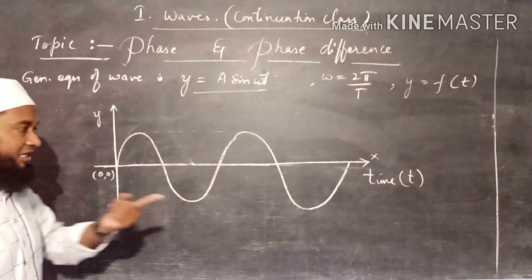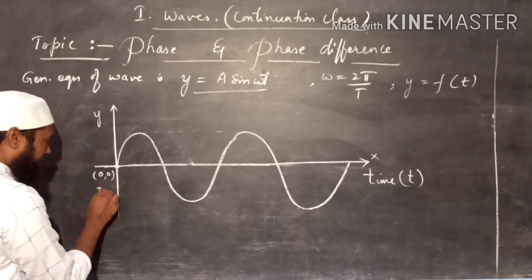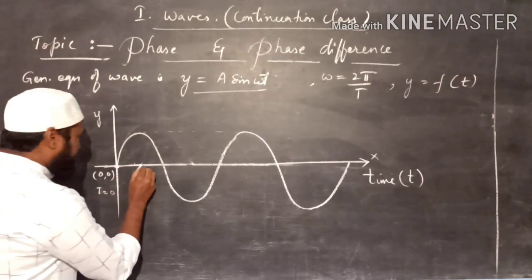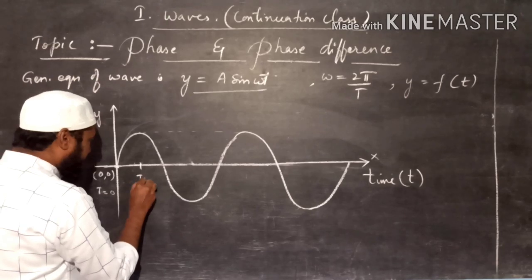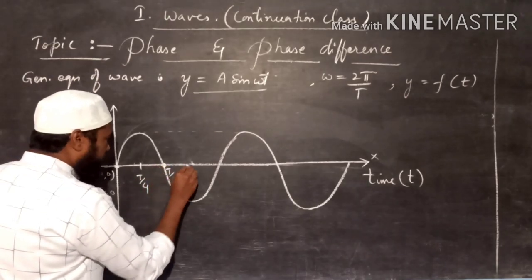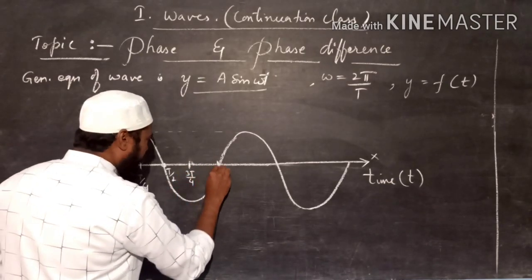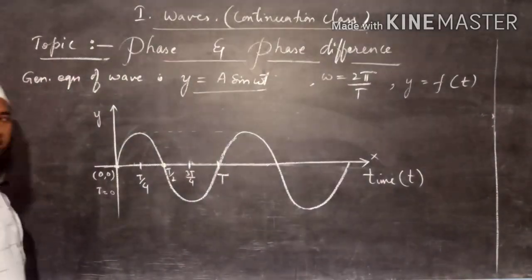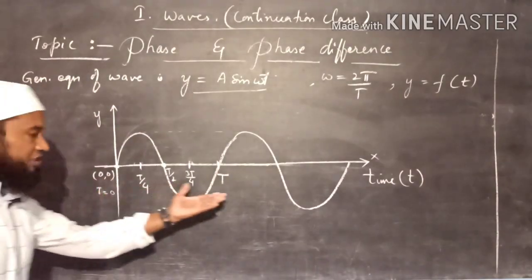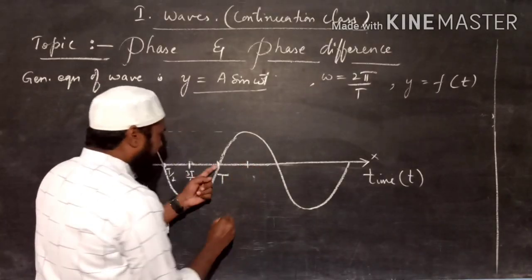So in the morning class again I have specified, at this point what is the time period? It is 0. At this point what will be the time period? It is T by 4. At this point what is the time period? It is T by 2. At this point the time period will be 3T by 4. At this point the time period gets completed and it is T. So in the morning class we have seen this. Further, if you want to take more time periods, T plus T by 4.